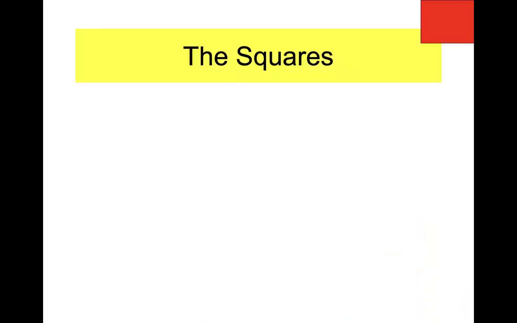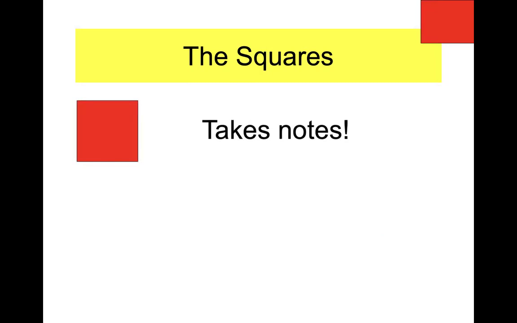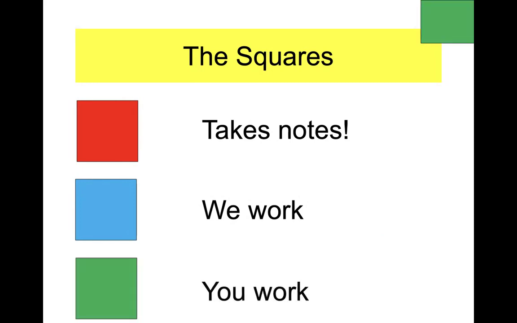If I've never taught you before, there are squares in the upper right-hand corner of some of the slides. A red square means that you're going to be taking down some notes. A blue one means that I want you to do the work with me. I'll walk you through a problem. And then lastly, if it's green, that means that I want you to do some all by yourself.